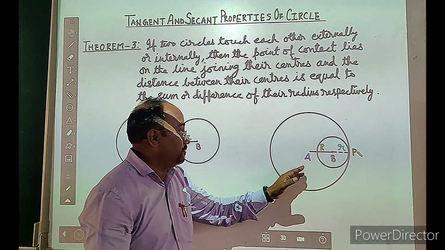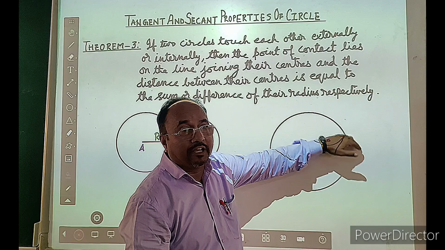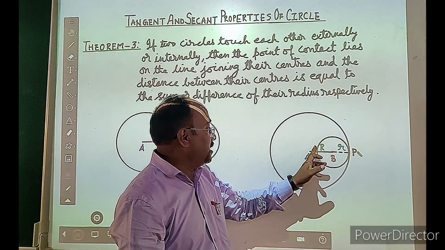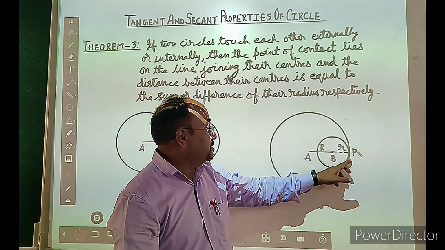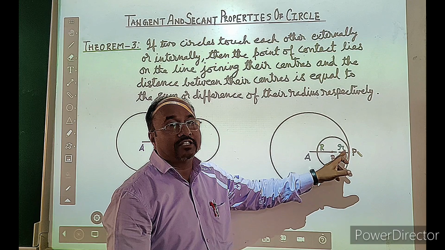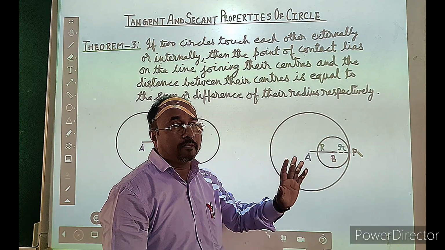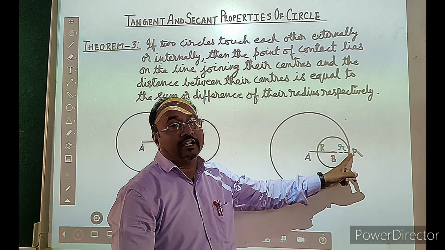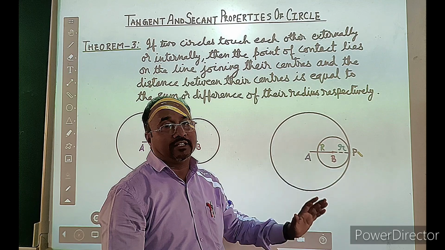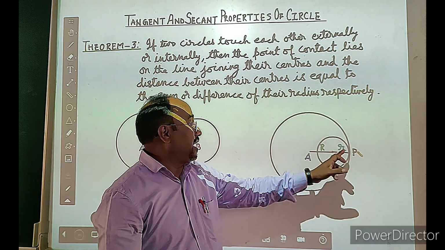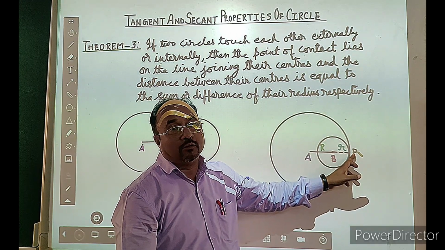Now coming to the internal part. This is a bigger circle with radius capital R, center A, and this is a small circle with radius small r and center B. Now both of them are touching internally. From the inside they are touching. So the point of contact is here for the internal.